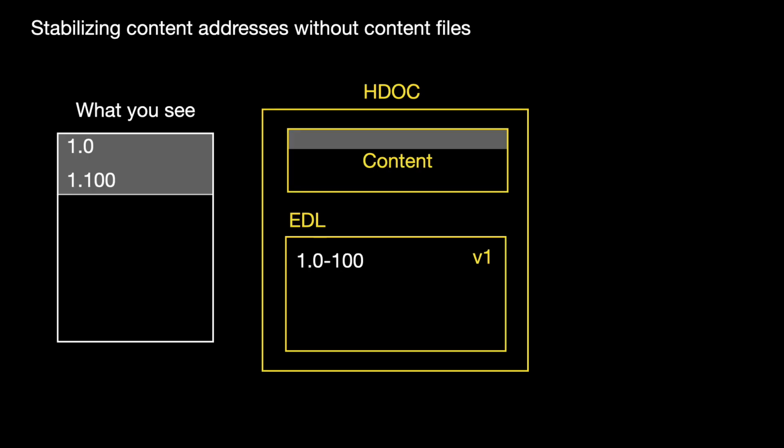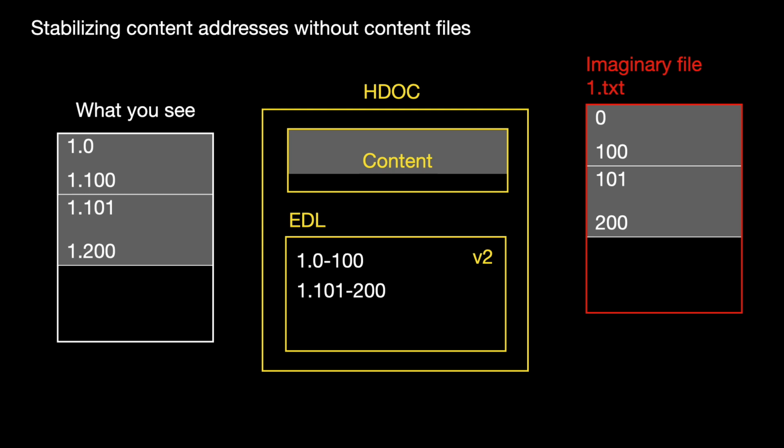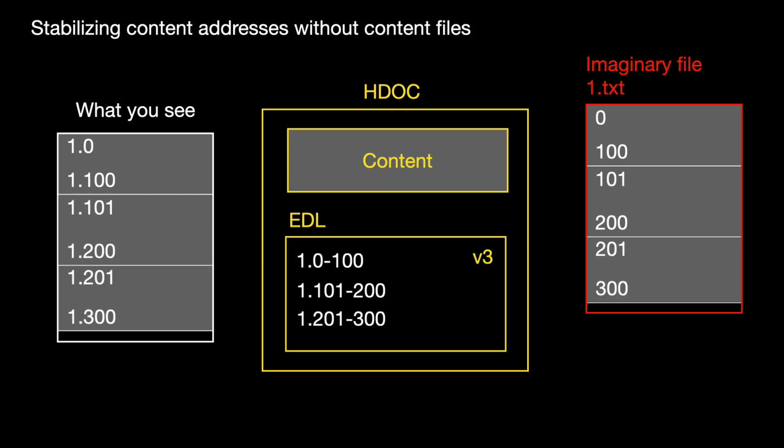Here's another idea. Because in many cases documents will be constructed on the server, it may be possible to stabilize content addresses without actually storing the content in a separate content file. Some websites could store the content directly inside documents and simply pretend that a content file exists. Let's say there is an imaginary content file called 1.txt. Then, this is how a range of text in that file could be addressed. To add more and more content, somewhere on the server, you would need to keep track of the total length of the content in that imaginary file.